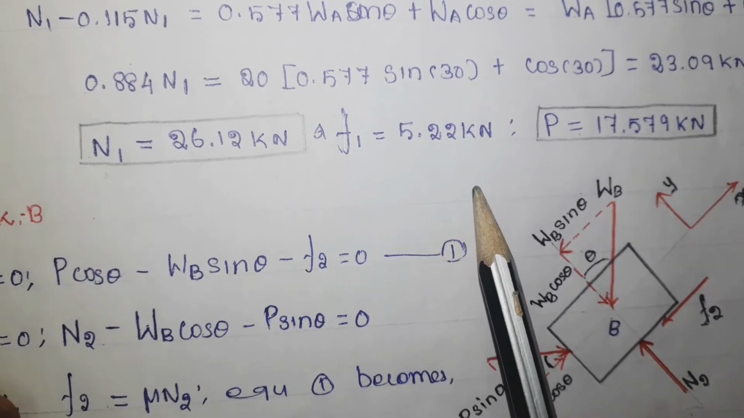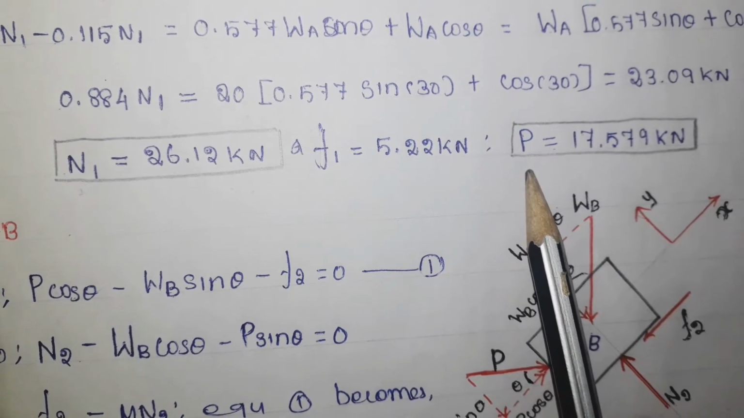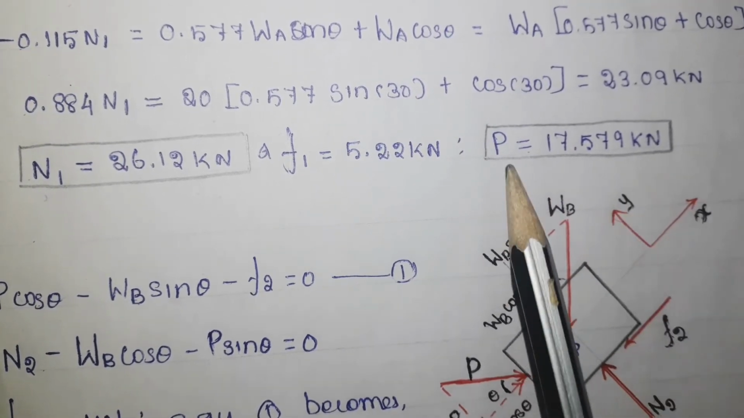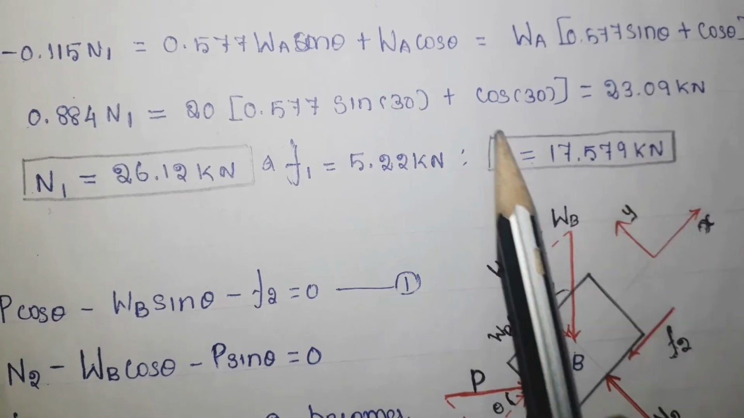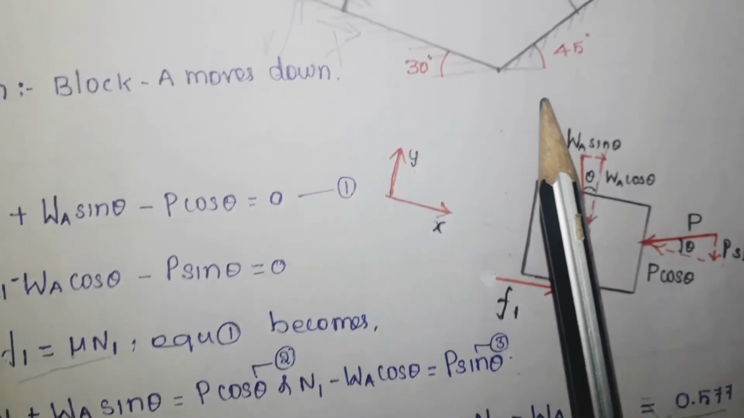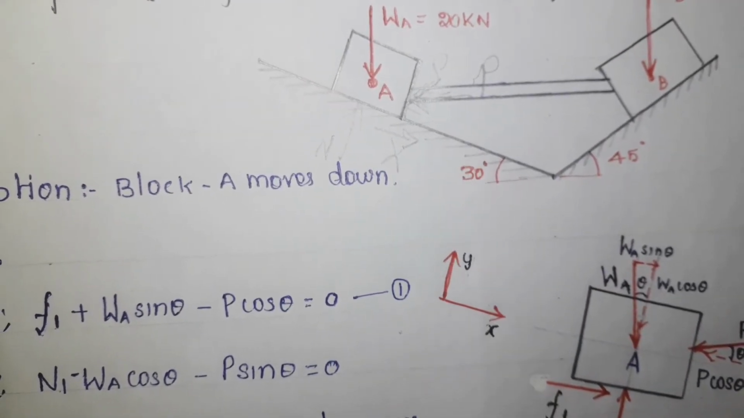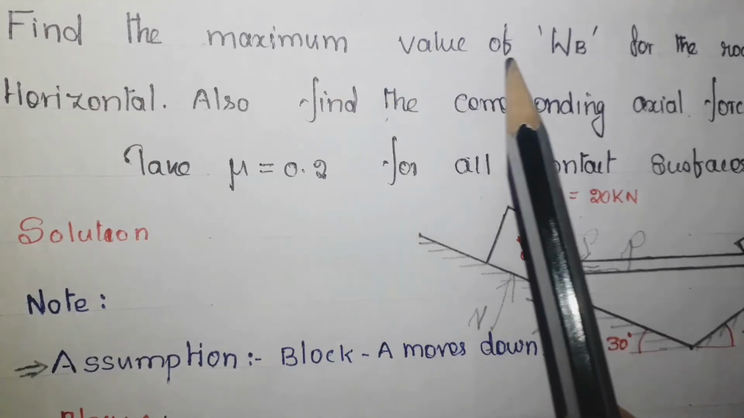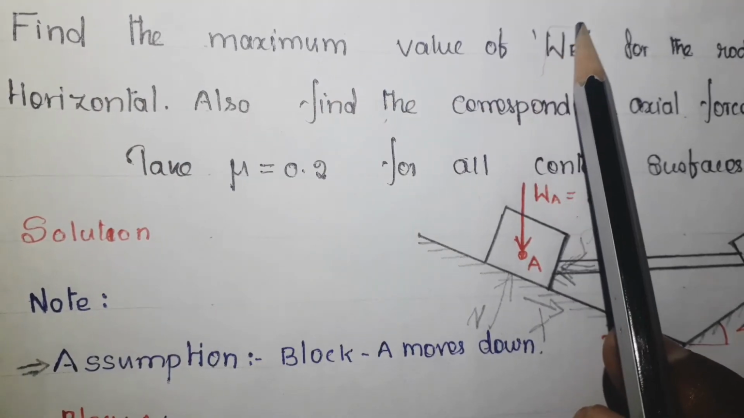From this one you can get the answer for the value of P, which is equal to 17.579 kilonewton. So this is the horizontal force needed to arrest the movement of this block A in downward direction. So next, in the given problem, we have to find the maximum value for the block B.